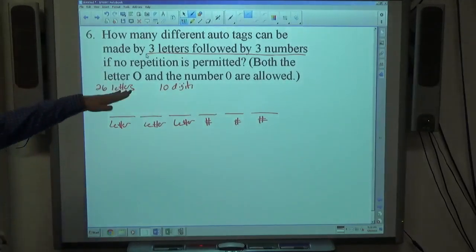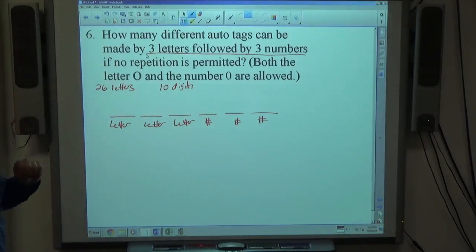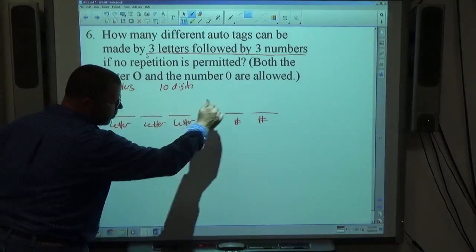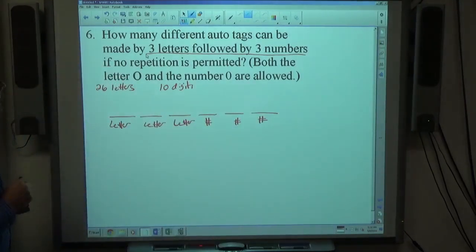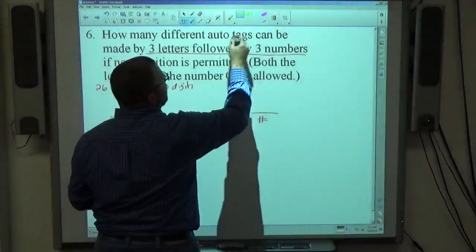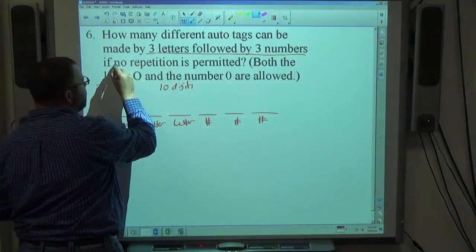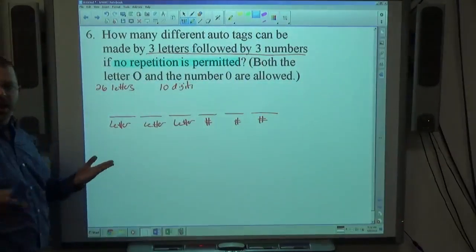It says O and 0 are both allowed, so we're not throwing out O over 0 because they look the same. O's would be here, zeros would be there. Okay. The one thing I do notice on this that hasn't happened a lot of times in these problems, it says no repetitions permitted. Once I use A, I can't use it again.